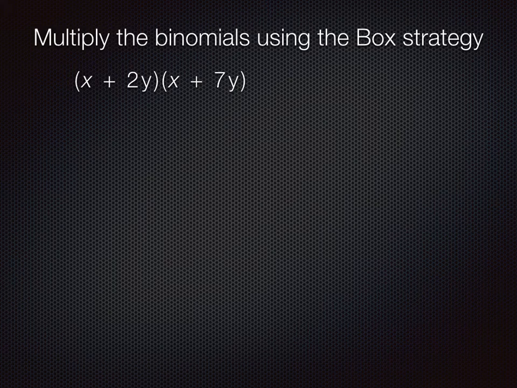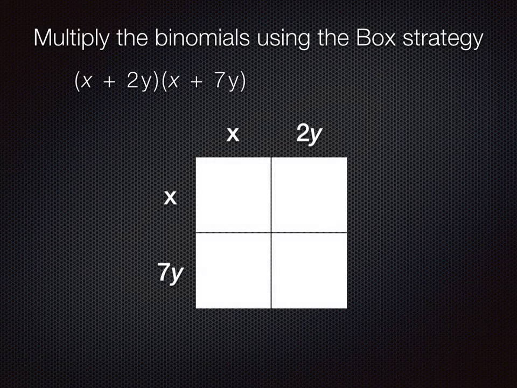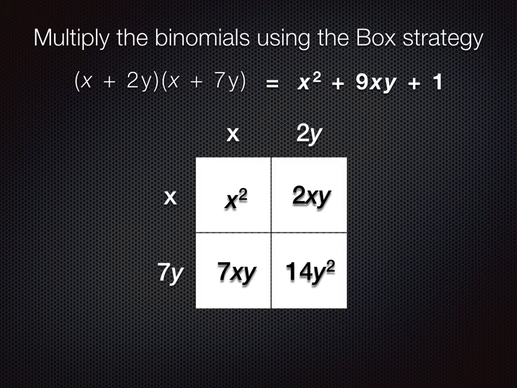Let's review how we used the box strategy to multiply binomials. We would write the x plus 2y along the top of the box and the x plus 7y along the side. And similar to lattice, we'll put the product in the respective cells. And when we go to combine like terms, our final answer will be a trinomial, x squared plus 9xy plus 14y squared.